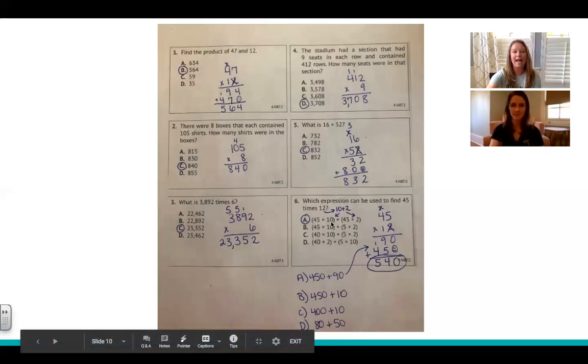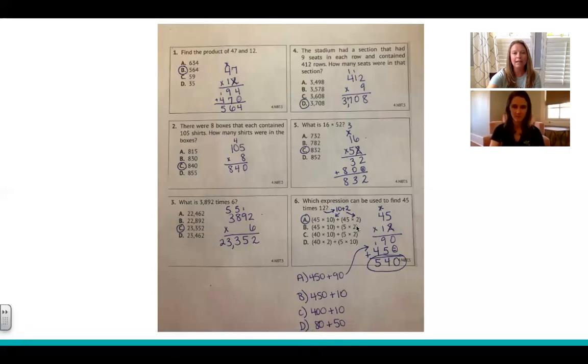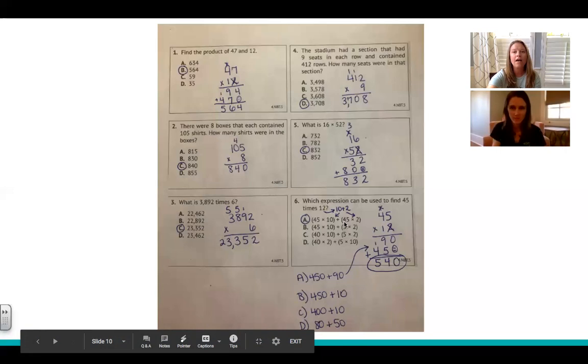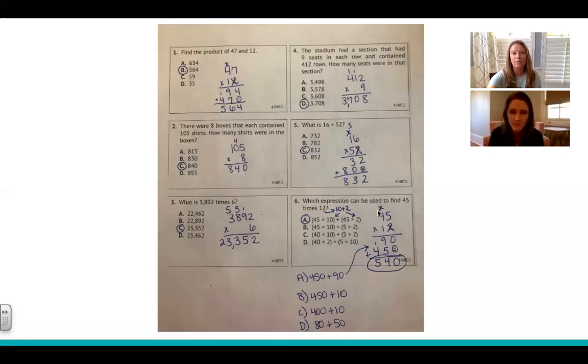So after I found that A was the right answer, I looked back at the problem to see why that was the right answer. I can tell now that they left 45 the same, which was one of my factors. And then for the number 12, they decomposed it into 10 plus 2. So that's how they got these two numbers. And I know that I can decompose the numbers to do 45 times 10 plus 45 times 2, and I get the same answer. That's just another way of writing out the partial products, basically with that expression.